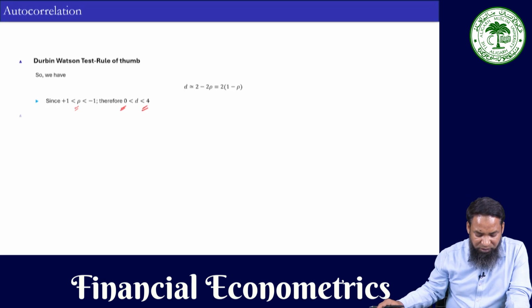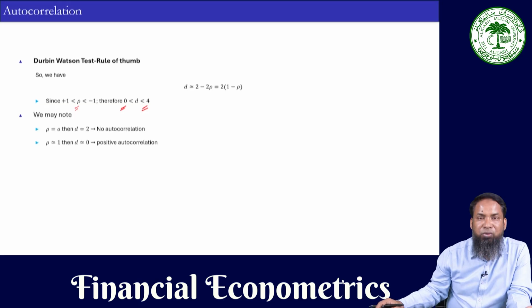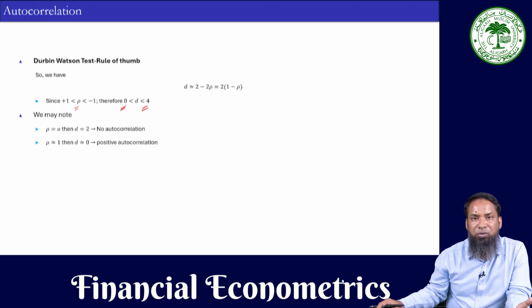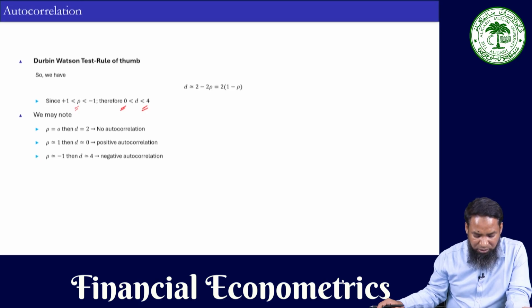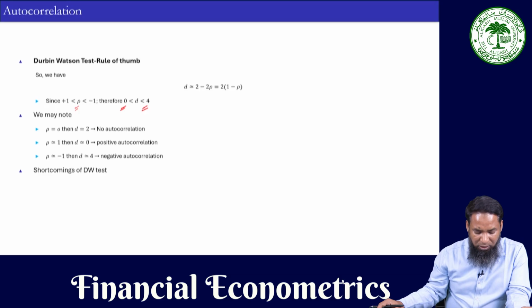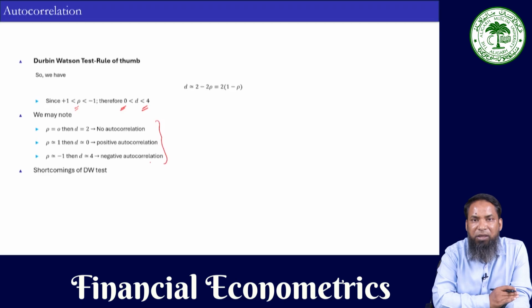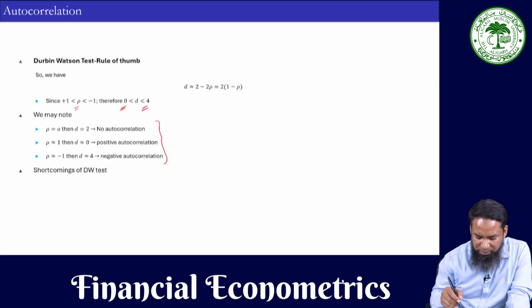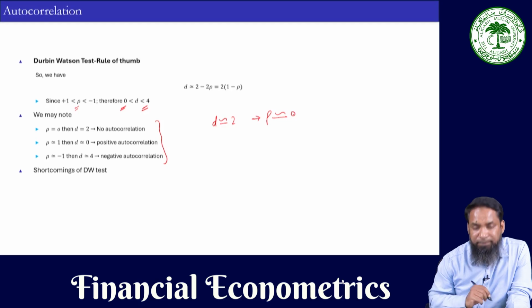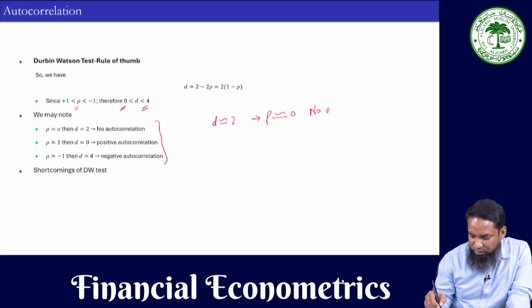Now, what we can note here: if rho is equal to 0, then d is equal to 2, that means there is no autocorrelation. If rho is equal to 1, then d is equal to 0, that means positive autocorrelation. If rho is equal to minus 1, then d is equal to 4, that means negative autocorrelation. So, instead of the upper limit and lower limit, here we can rely on these statistics. If the value of d is equivalent to 2, we can conclude there is no autocorrelation.